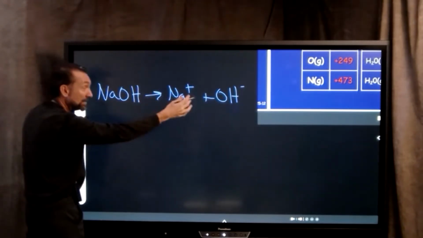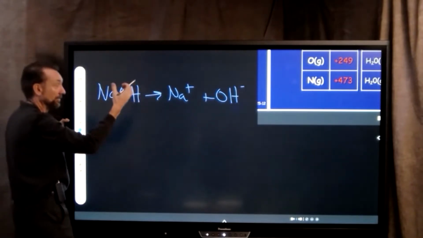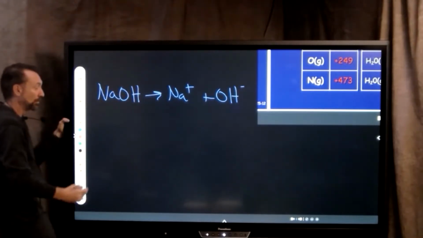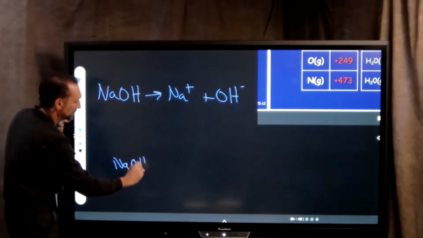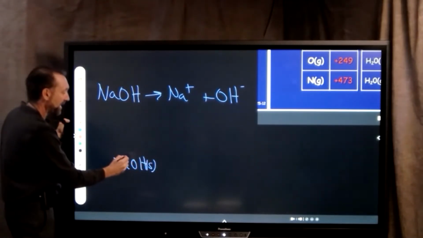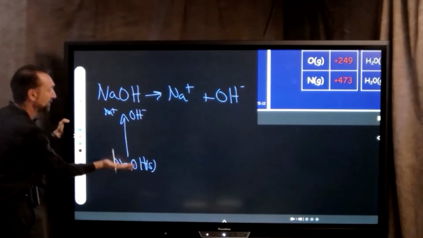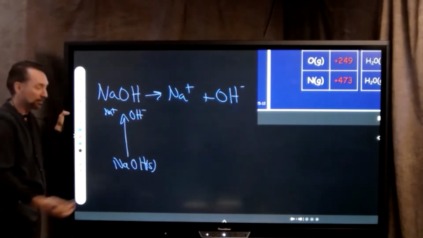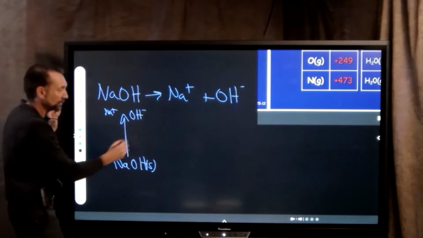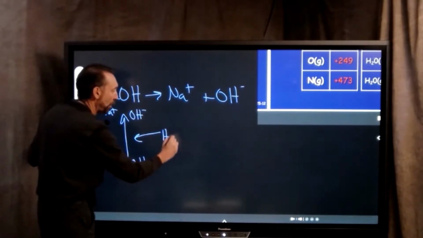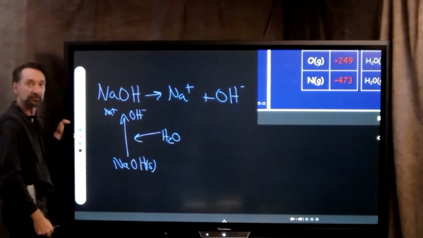This reaction was endothermic. The system got cold. So what I had was the NaOH solid. To get that into the Na plus ions and the OH minus ions, I had to absorb heat. And when I absorbed heat, that came from the surroundings and cooled off the water. So heat comes in from the H2O to make that go up. The H2O, the surroundings, its temperature goes down.